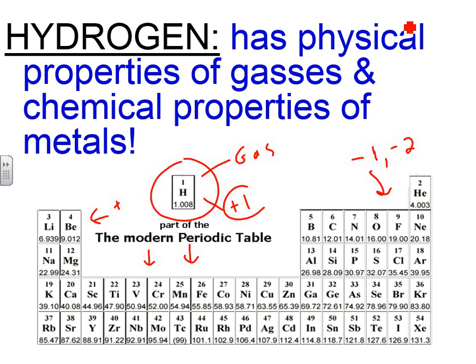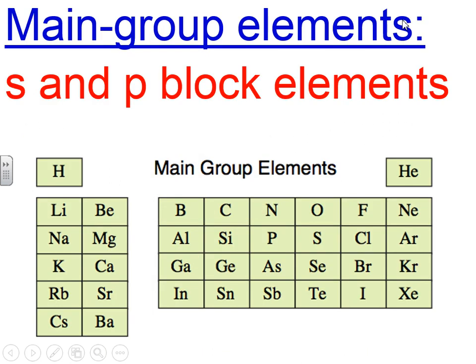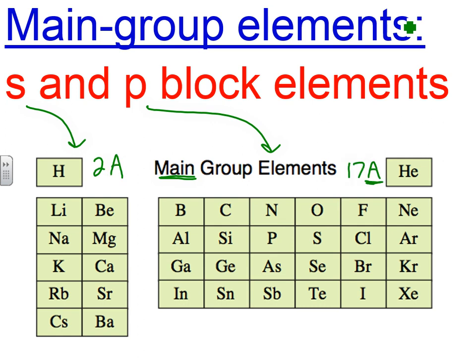The main group elements are the S and the P block. The S block, remember, is on the left of the periodic table. The P block is on the right. We call them the main group elements. Oftentimes they'll label them with an A. So this would be group 2A, for example. This would be group 17A. That A refers to the fact that they're the main elements, the A elements.